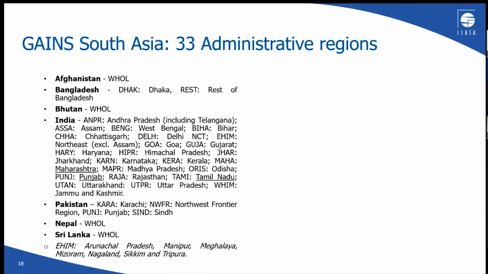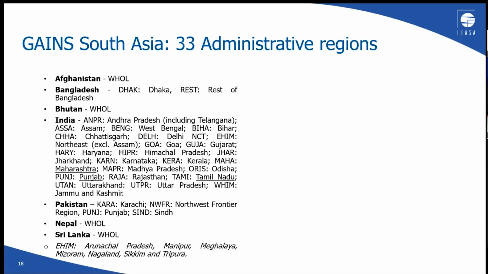And now coming to this, here you can see the regions in GAINS South Asia. For South Asia, we have 33 administrative regions. For India, we have 23 GAINS regions. For Bangladesh, we have 2 GAINS regions: one is Dhaka and another is rest of Bangladesh. And for Pakistan, we have 4 GAINS regions: Punjab, Sindh, Karachi as a separate region, and then the Northwest Frontier Province, as well as Balochistan and part of Kashmir, are included in this Northwest Frontier region.